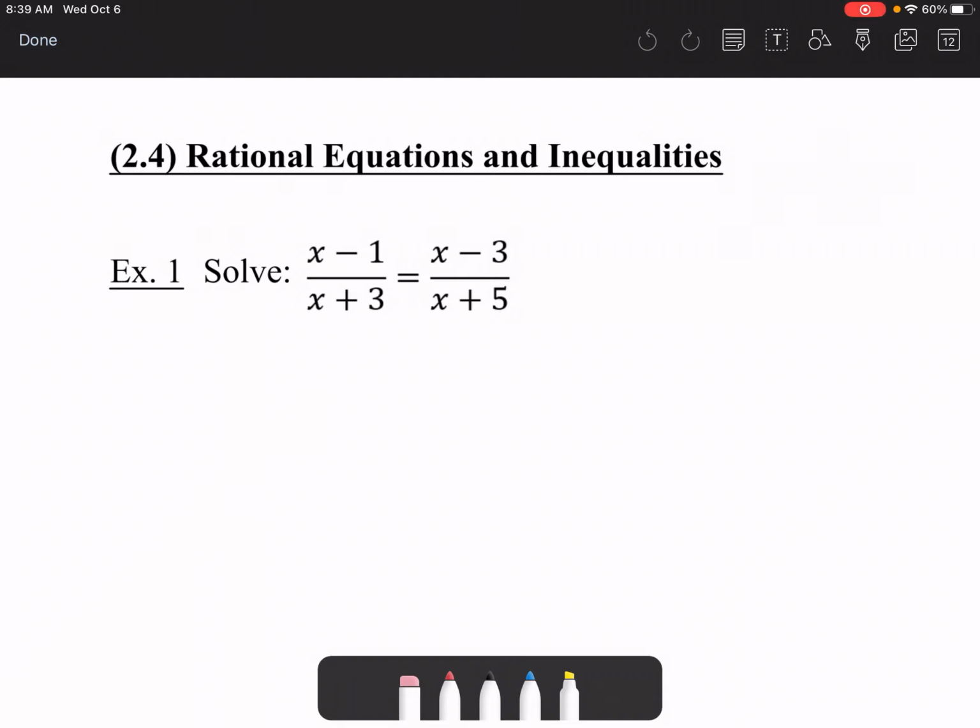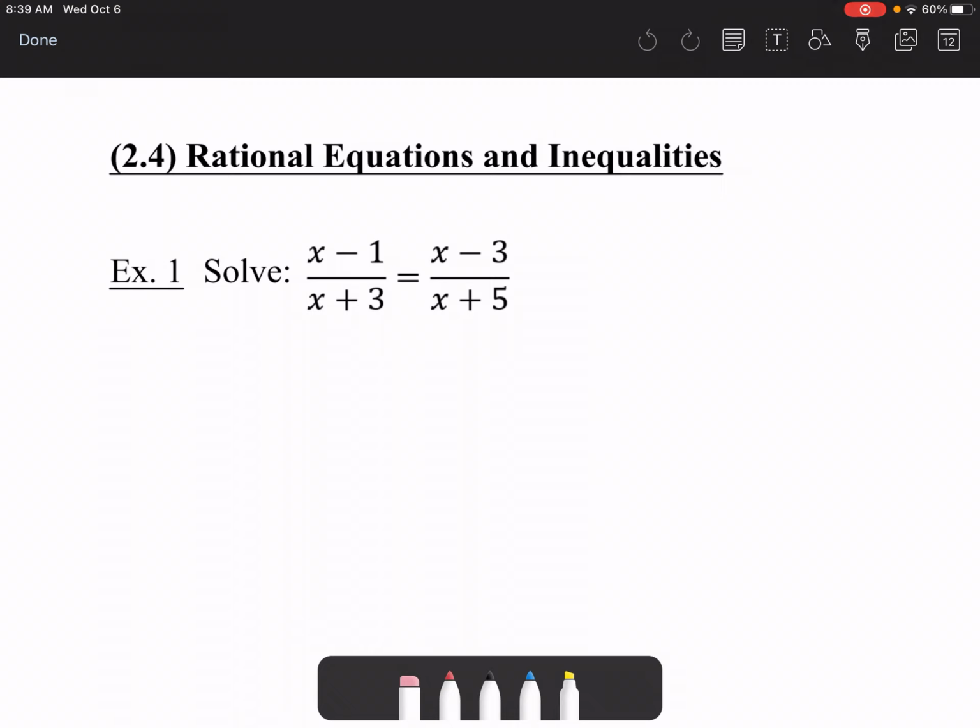Hello and welcome to lesson 2.4, Rational Equations and Inequalities. So today we're going to review some of our skills with rational equations and inequalities and how to solve them. So here we're going to solve this equation. This is a rational equation.